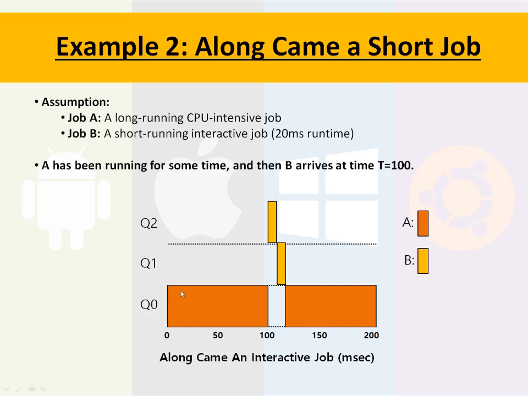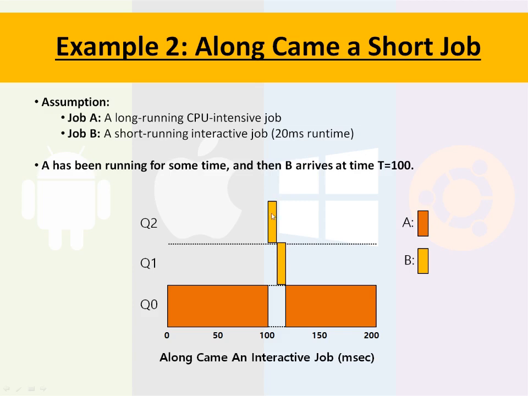Initially when A started running, it would have started in Q2 like on the previous slide. It would have then degraded to Q1, and then finally it would be put in Q0, and that's where it would sit. And now we see that at 100, this job B comes in, and because it comes in as a new job, based on, I think it was rule 3, it has the highest priority.